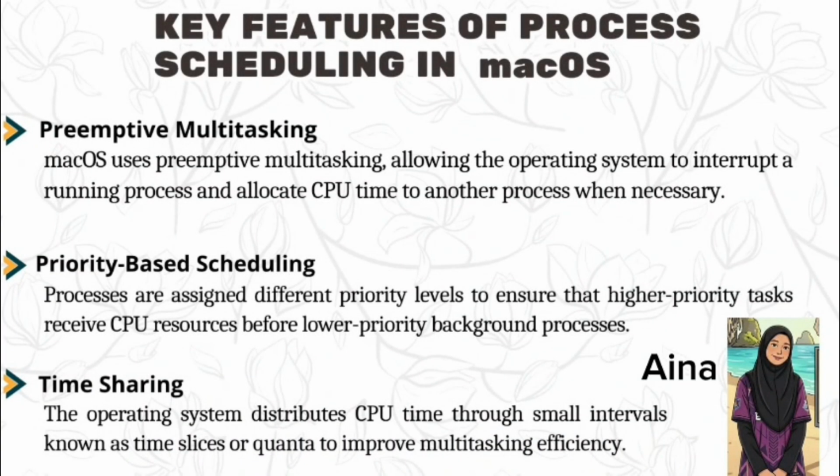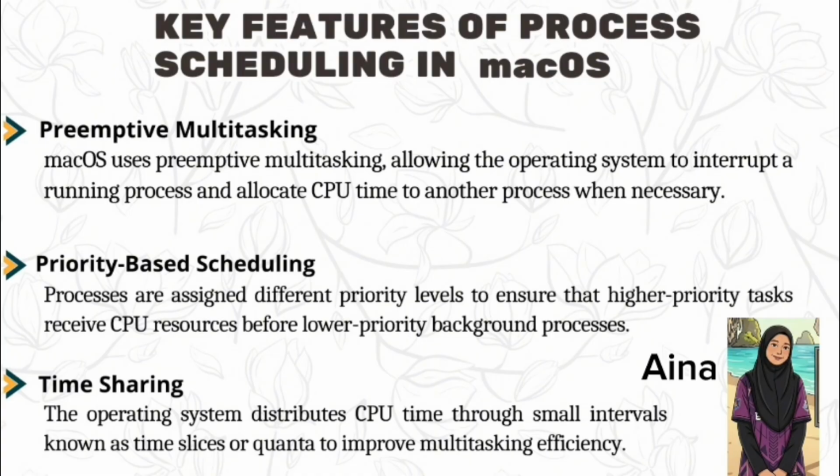Key features of process scheduling in macOS. The first one is preemptive multitasking. macOS uses preemptive multitasking, allowing the operating system to interrupt a running process and allocate CPU time to another process when necessary. The second is priority-based scheduling. Processes are assigned different priority levels to ensure that higher priority tasks receive CPU resources before lower priority background processes.